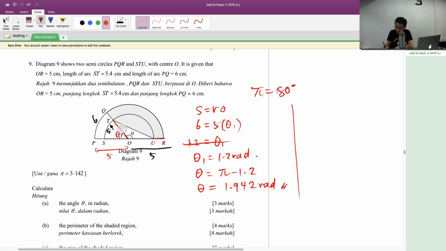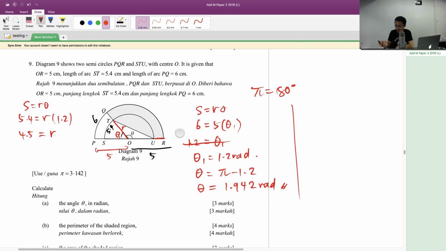I call this one r. We can find r easily because we have theta 1, which is 1.2. So s equals r theta. 5.4 equals r times 1.2, where r is unknown and 1.2 is given. So my r is just 5.4 divided by 1.2, which is 4.5. So my radius here is 4.5, then I can get this length already.